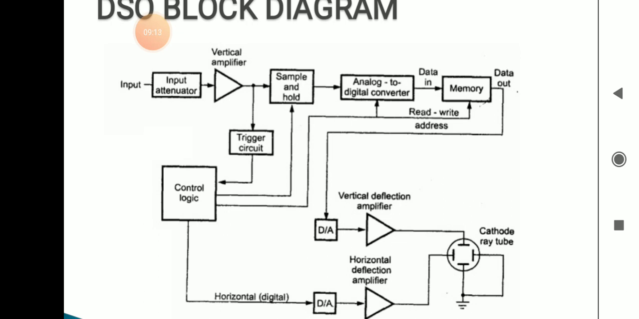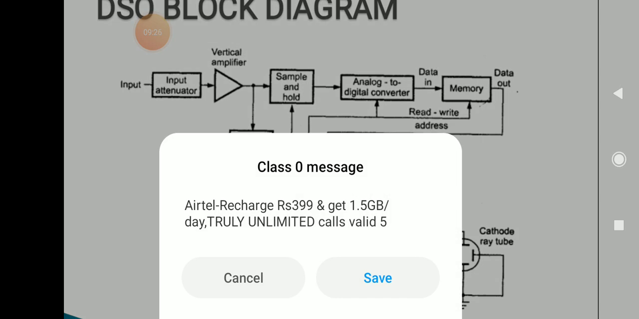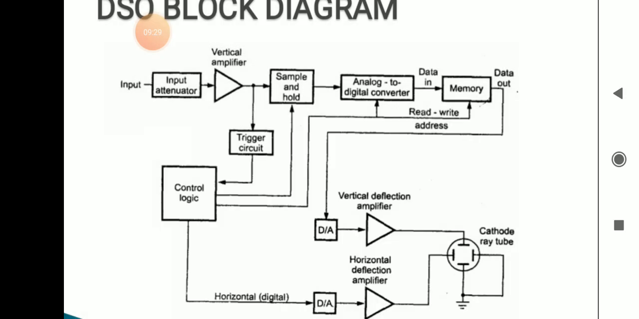And the digital stored signal is converted back to analog with the help of a digital to analog converter, that is the D2A converter, which you already know from the block diagram. The signal is then displayed on the screen. When the next trigger is received, the memory is refreshed or refilled with the next signal.